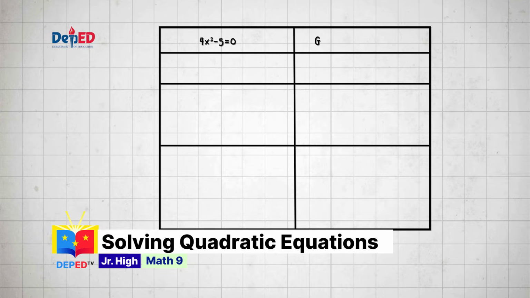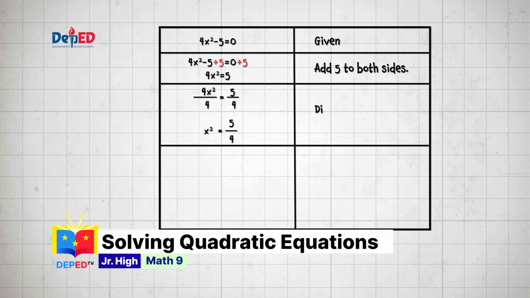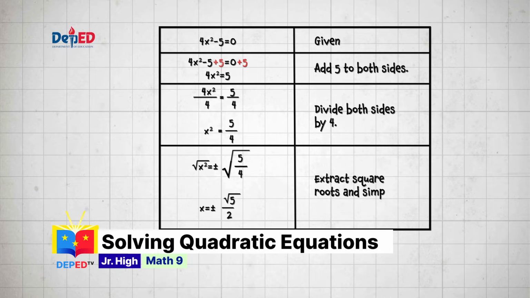So, we eliminate the constant term first by adding 5 to both sides. Then we divide both sides by 4. We express the answer in fraction form if the result is not an integer. Then, we extract the square root of both sides. We express the answer in radical form if the result is not an integer.